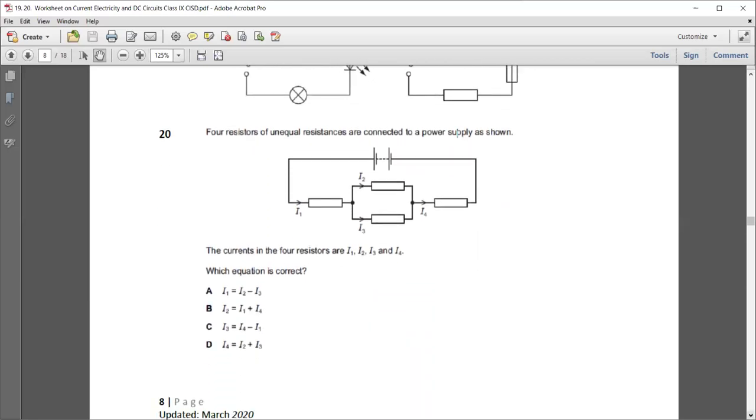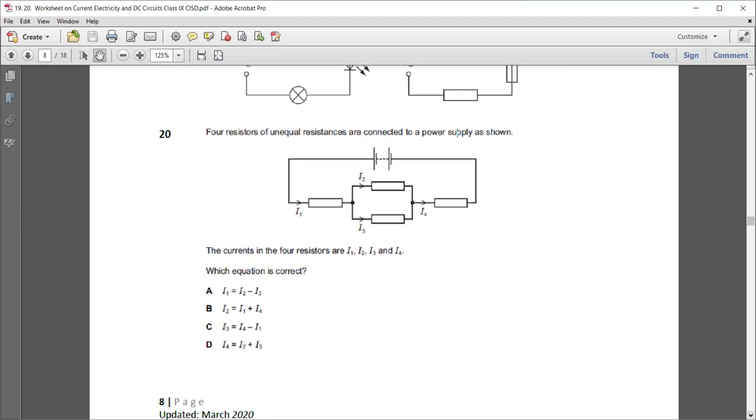Though this is not your syllabus, we are explaining because you have some queries. You will feel more interest about your studies, right? Okay. Tell me, please.